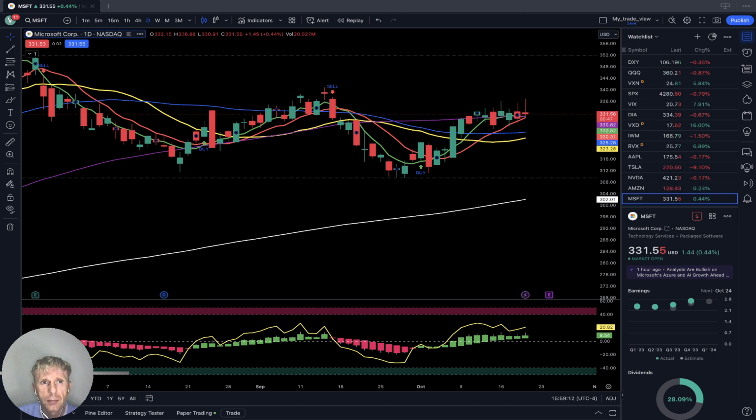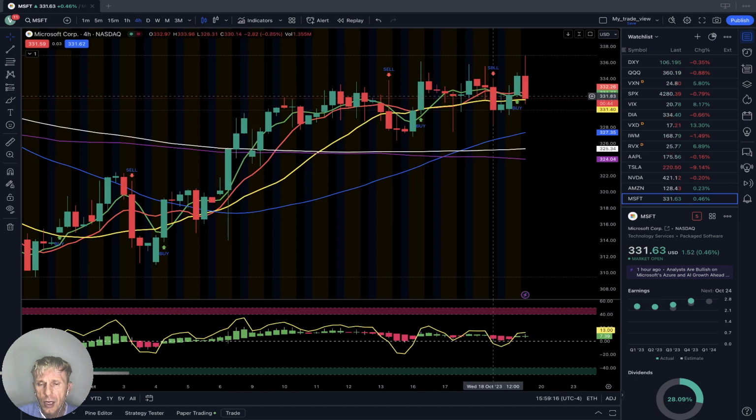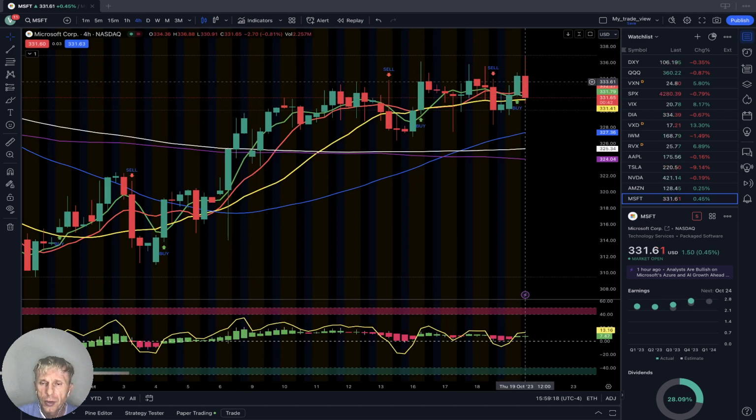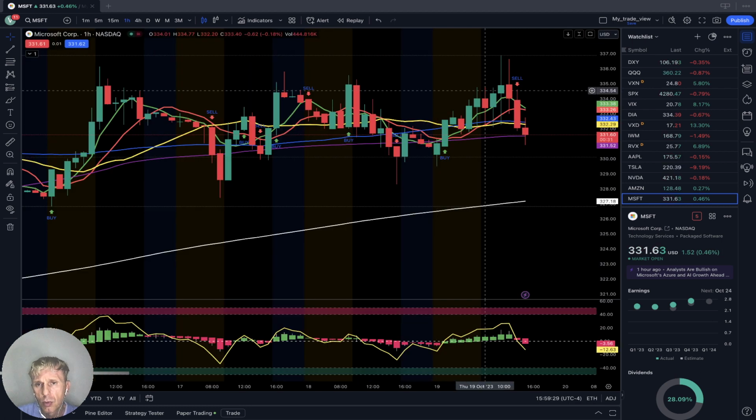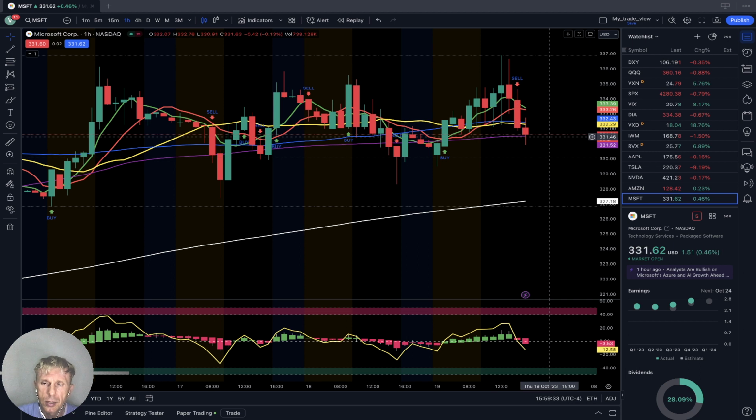4 hours time frame. Same story, flat price action, right? Bars fighting around SMA 5, 10 and 20. Still kind of flat, positive, bullish. 1 hour time frame, also it was bullish. Last 3 hours it did bearish reversal sell signal, last bar closed below almost all moving averages except 200.